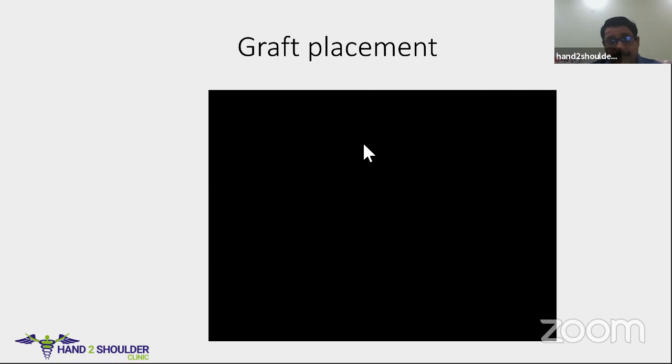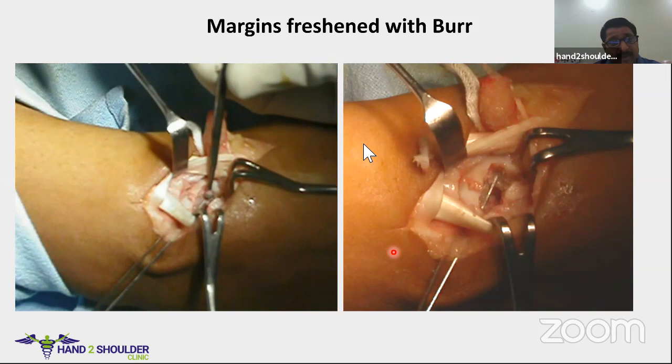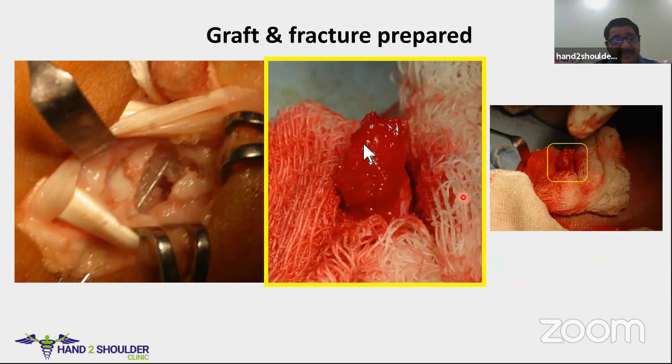So this is a 45-year-old male with a non-union scaphoid. This is a 6.5 month old injury. So this was the pedicle artery, dissected, the capsule opened and a trough created. Then, after creating the trough, you can use a high-speed burr to give the shape and freshen the margins, so that your graft fits exactly across the fracture site. Once it is there, this is your base which has been prepared, a fracture site which has been prepared.